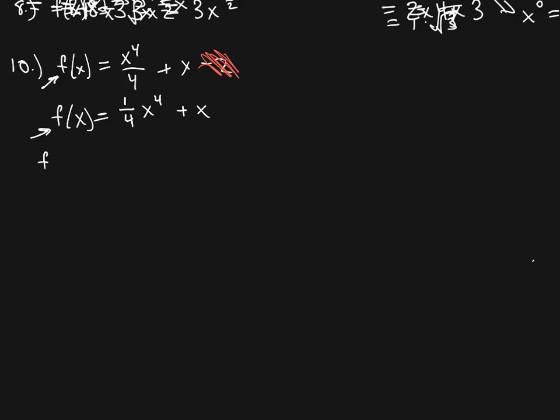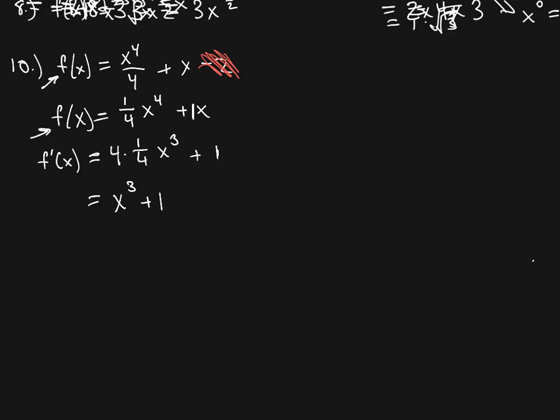So the derivative then, f prime of x, is simply going to be 4 times 1/4 x to the third plus, now the derivative of x, remember anytime you have something like this, it's just that number that it gets multiplied by. Well, this is 1x, so this is going to be just a 1 here. So what is this? Well, the 4 and the 1/4 cancel out. Well, they don't cancel out, they get multiplied. 1/4 of 4 is just 1, so this becomes x cubed plus 1. So that's our derivative for number 10.